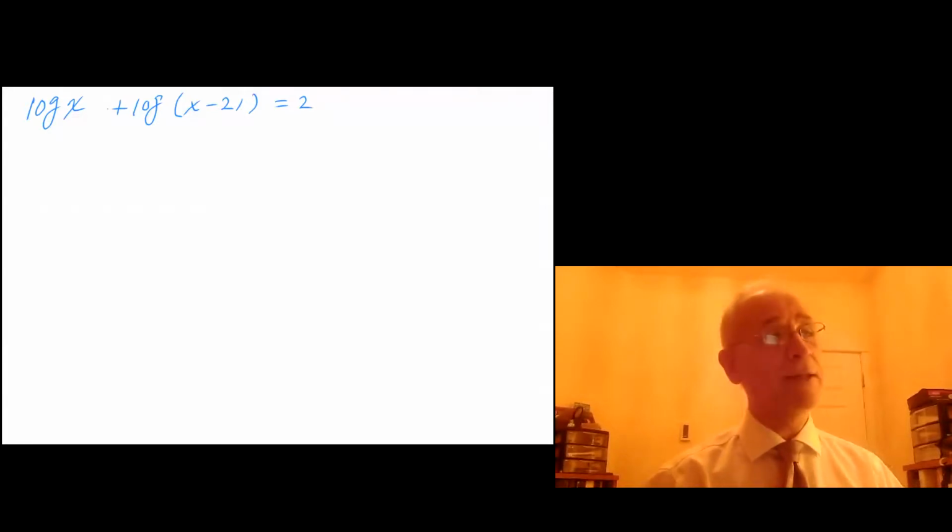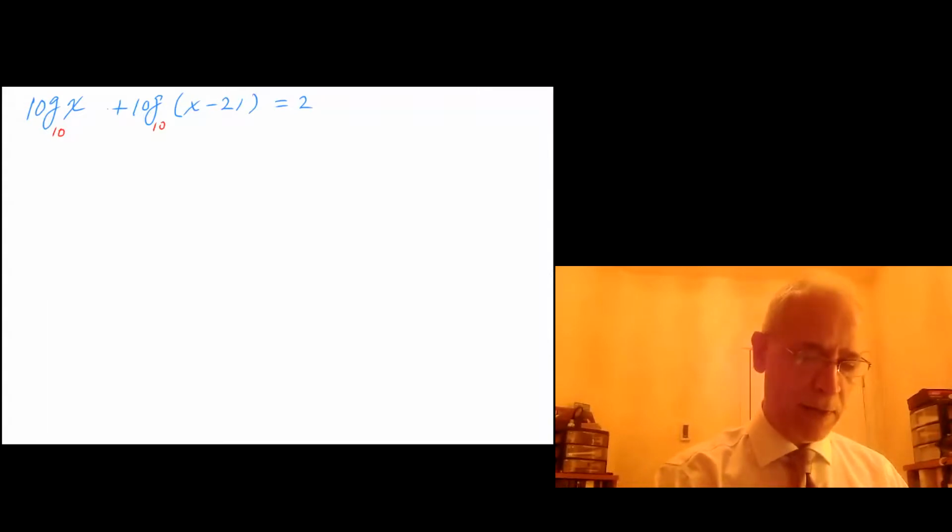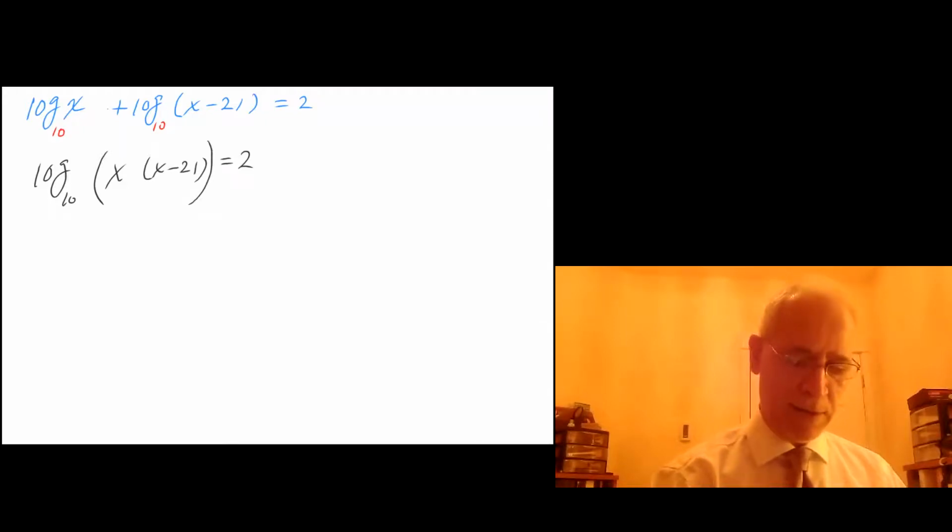Just a reminder that if you don't see any base, that means that this base is 10, and so is this base. First thing I'm going to rewrite is I'm going to just write this as log base 10 of x times x minus 21 equals 2, and I can simplify that to log base 10 of x to the second minus 21x equals 2.